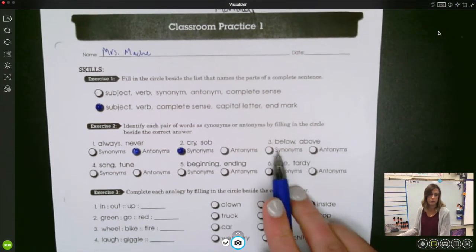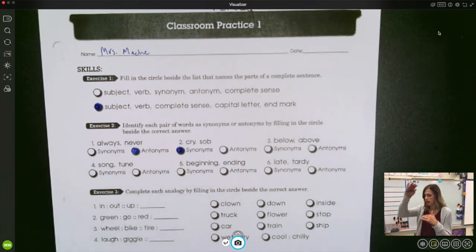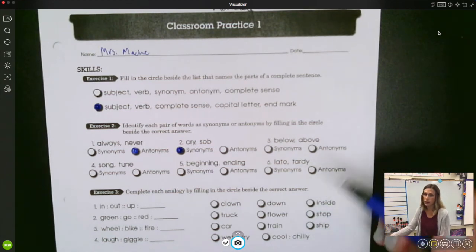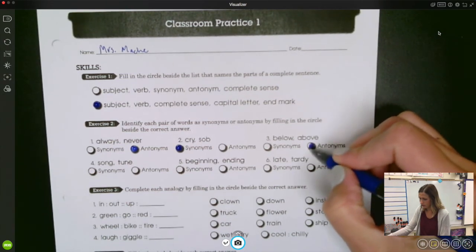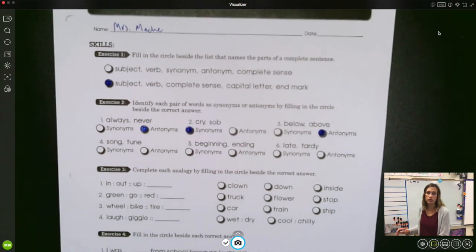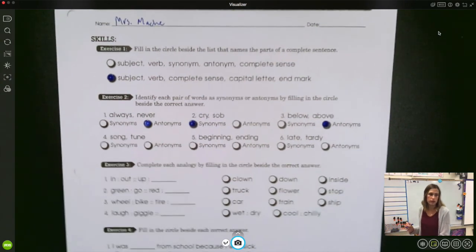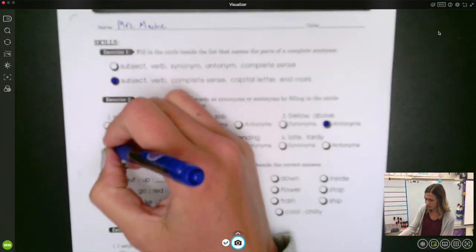Number 3, below and above. Can you be below something and above something at the same time? No. So if you can't do it, are those synonyms or antonyms? Antonyms. Number 4, song and tune. Can something be a song and a tune at the same time? Yeah, so those would be synonyms.